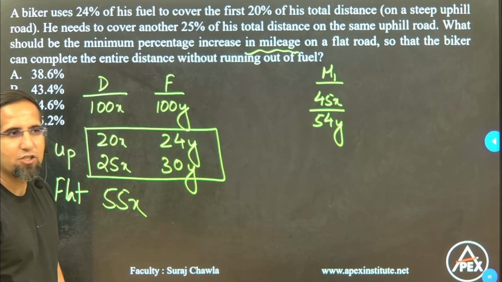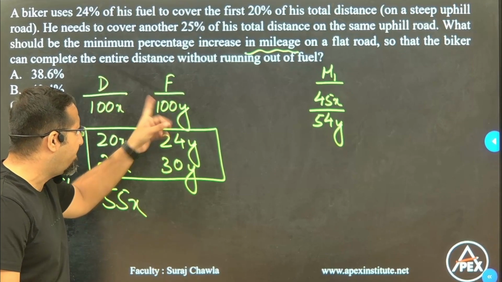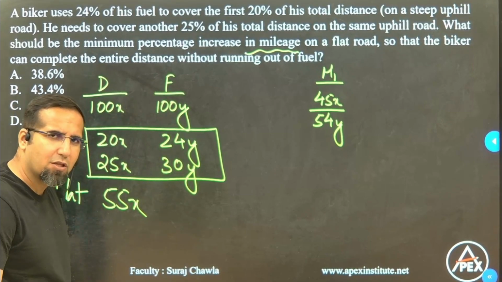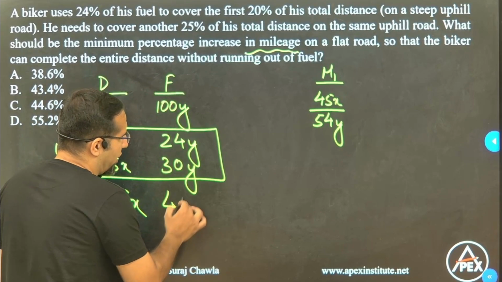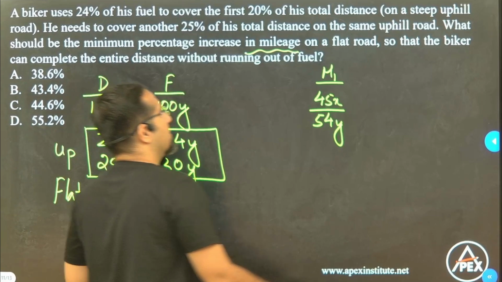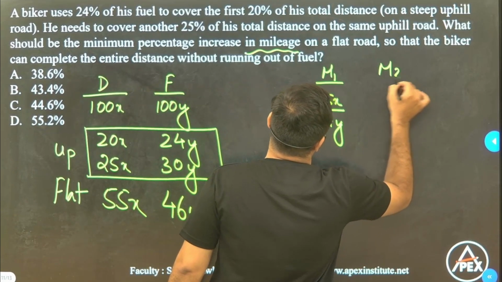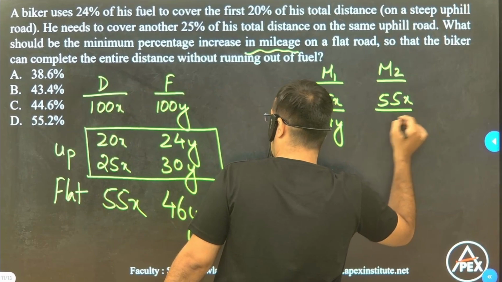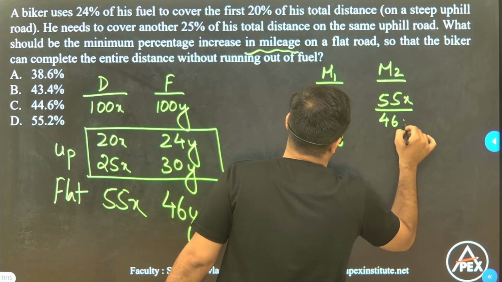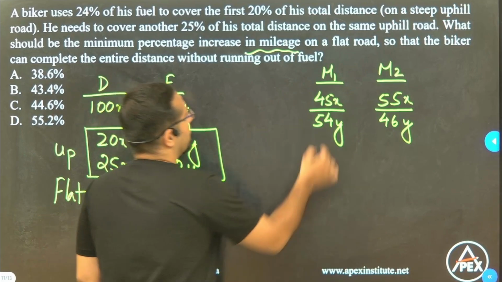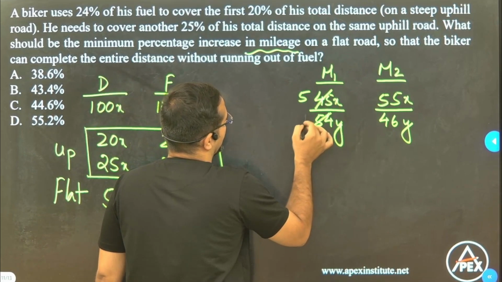And now question says he should not run out of fuel. The total पेट्रोल था उसके पास 100y लीटर्स जिसमें से कि 54 खत्म हो गया. 54 खत्म हो गया तो बचा कितना? 46y. सो वी हैव डिस्टेंस, वी हैव फ्यूल, दैट मींस m2 शुड बी 55x डिवाइडेड बाय 46y. अब इसको हम सिंप्लीफाई कर सकते हैं. दिस कैन बी 9 5s 9 6.